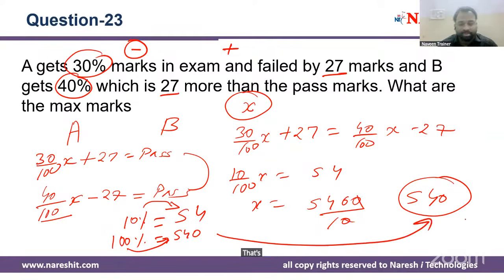That's all. I repeat my method one more time. Take the difference between the percentages and the sum of the marks. So 10 percentage is equivalent to 54 marks. Then 100 percentage is nothing but 540. We got the same answer in a single step instead of these 4, 5 steps. Am I clear with everyone, both the normal and shortcut methods? Am I good to go to the next question now?